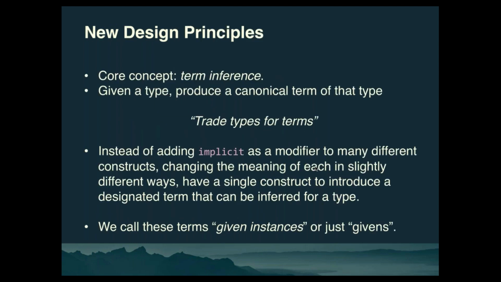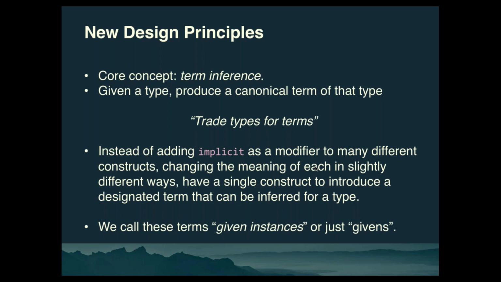Okay, so the new design principles for implicits were these. So far implicits did a lot of things, and there were a lot of rules, and people got confused very quickly. Also, there were lots of abuses. So to do better, we want to concentrate on the core concept behind implicits, and that core concept is really term inference. That means: given a type, produce a canonical or given term of that type.